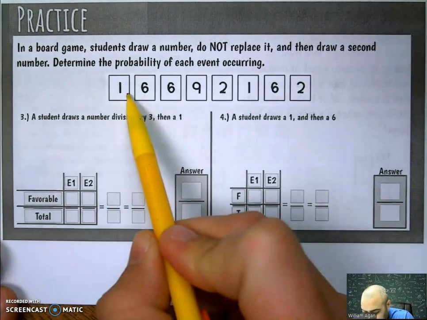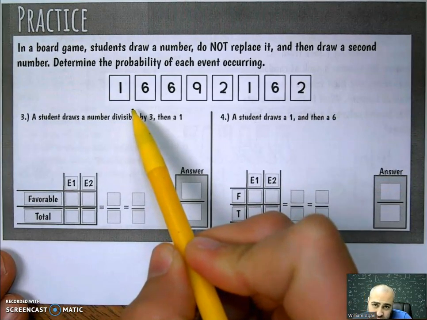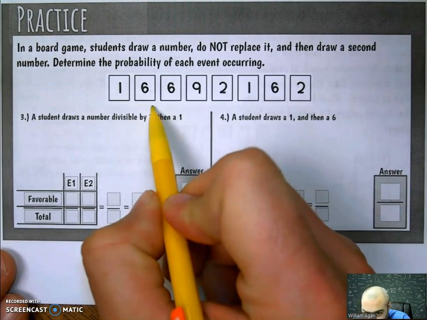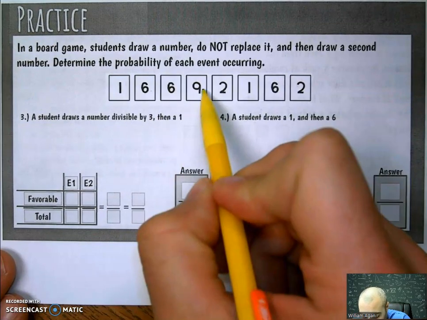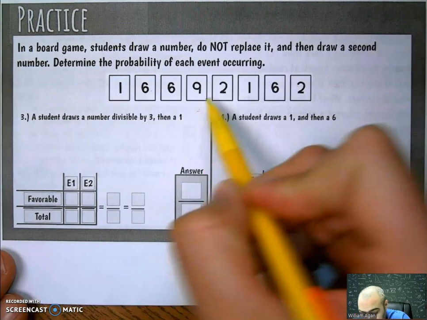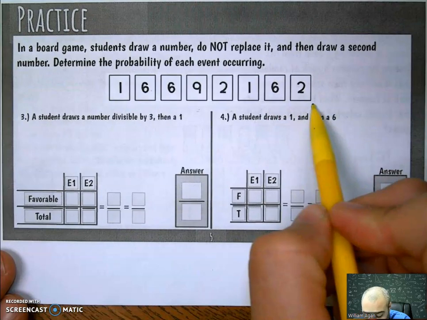So 1, can you divide that by 3? Well, yeah, you could, but it'd give you a fraction or a decimal, so that's not what they mean. 6 divided by 3. Okay, yeah, that gives you 2. Okay, 6 divided by 3, 2. 9 divided by 3, yeah, that's 3. Okay, 2 divided by 3, no, that's a fraction. 1, no. 6, yes. 2, no.